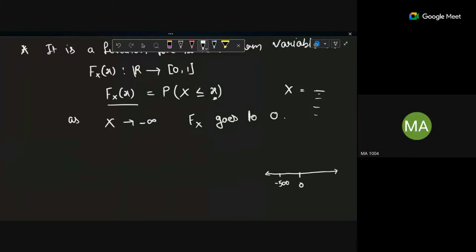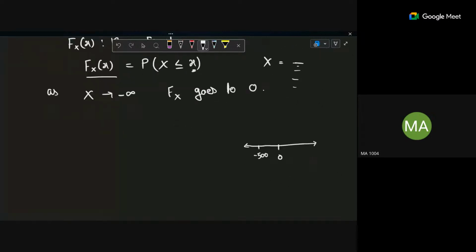Did you get it? Let's say the range for this random variable is from negative 500 to, let's say, 500. At that point, if someone asks you what is the CDF for x less than or equal to negative 600, how will you go for it? It will definitely be 0, right? So if it goes to negative infinity, at that time also it will be 0.